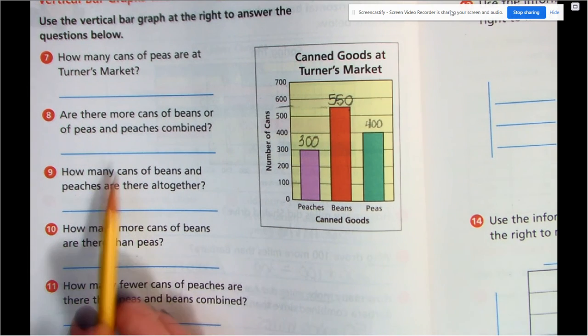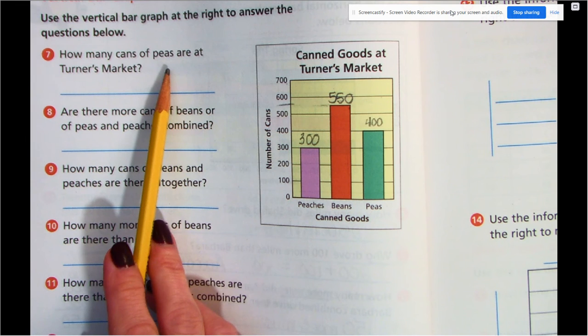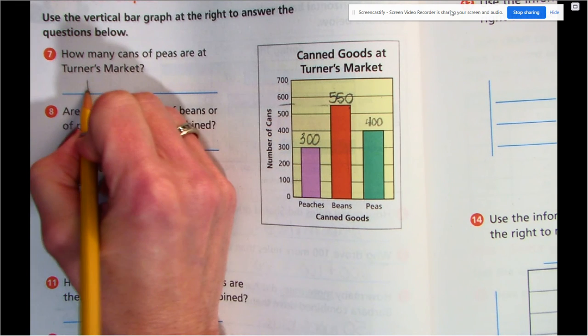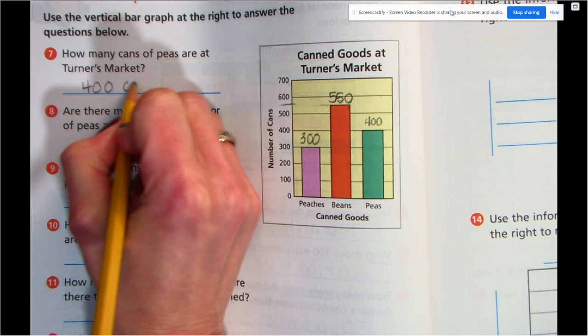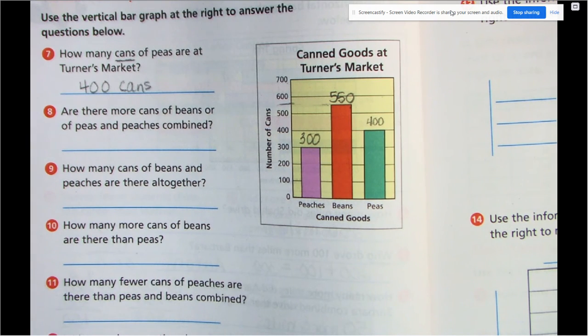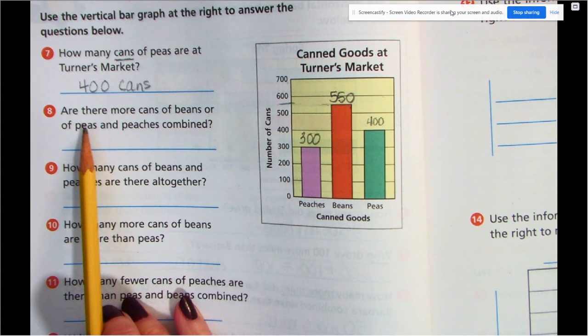Let's look at number 7. It says, how many cans of peas are at Turner's Market? Well, we just figured that out. We can write 400 cans, because they're asking us how many cans. So make sure you put your label on there and don't forget to add that. Look at this next one. We haven't seen one like this.